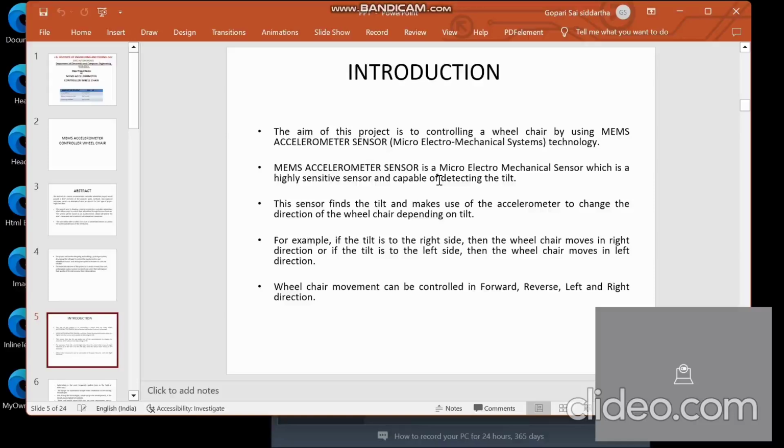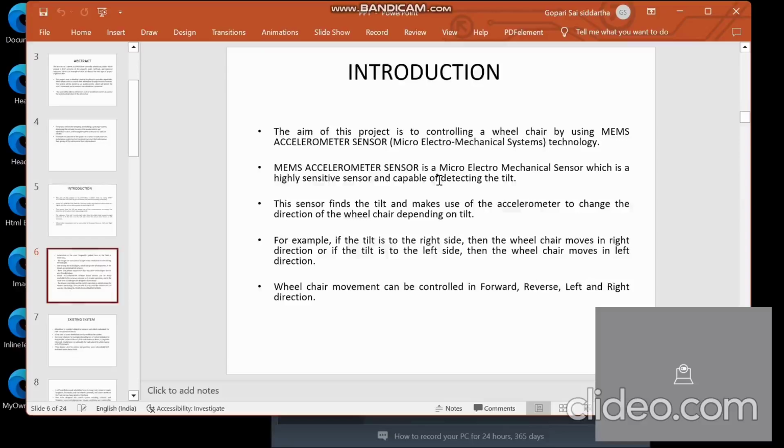The aim of the project is controlling a wheelchair by using a MEMS accelerometer sensor, which is micro electromechanical system technology. A MEMS accelerometer sensor is a micro electromechanical sensor which is highly sensitive and capable of detecting tilt. This sensor finds the tilt and makes use of the accelerometer to change the direction of the wheelchair depending on the tilt. For example, if the tilt is to the right side, then the wheelchair moves in the right direction, or if the tilt is to the left side, then the wheelchair moves in the left direction. Wheelchair movement can be controlled in forward, reverse, left and right directions.